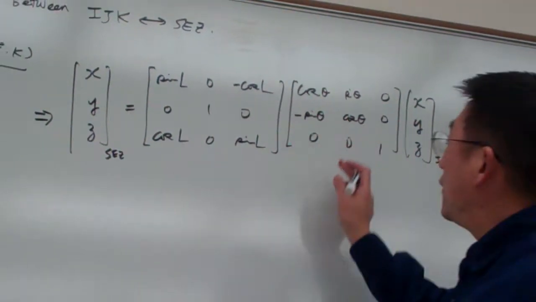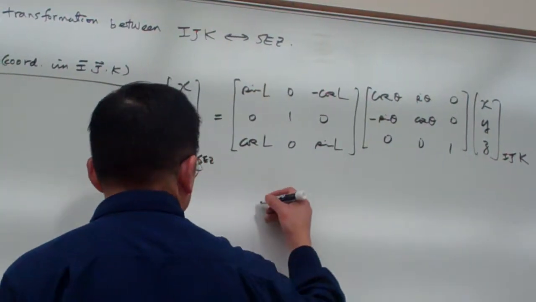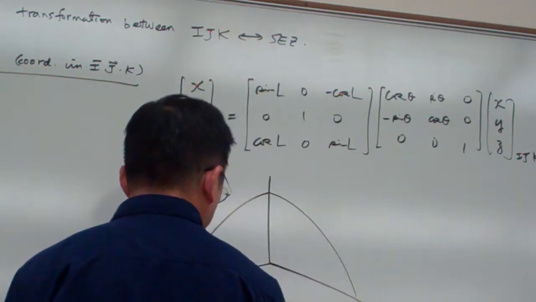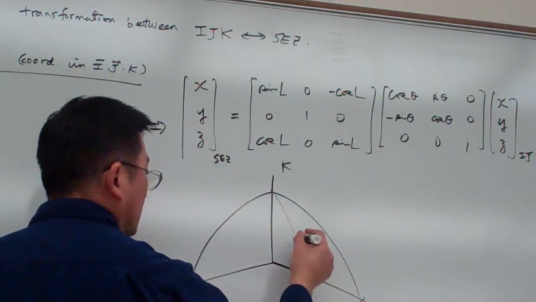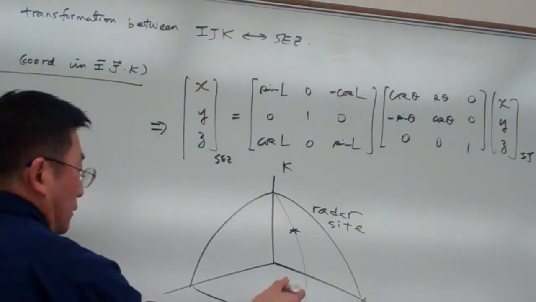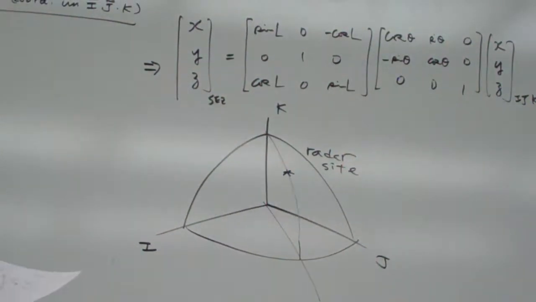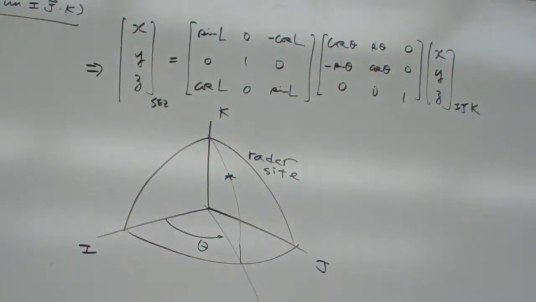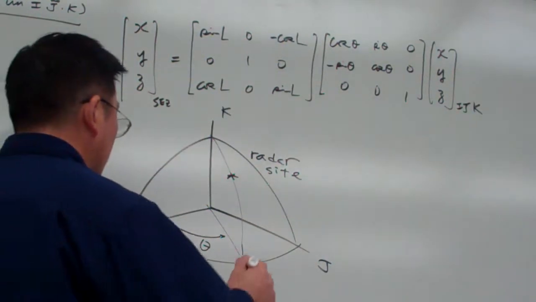And here, what is L, what is theta? Let me give the definition here. This is IJK. For example, here, this is our radar site. From these definitions, we define this as theta, and this is L.